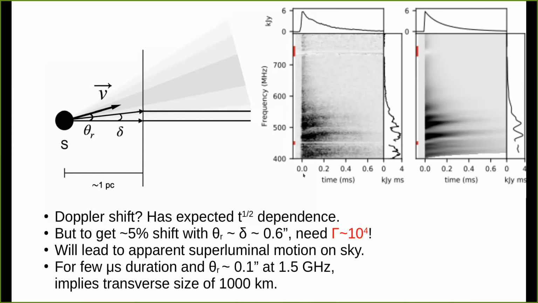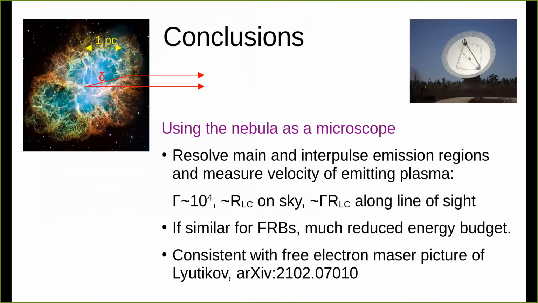And now it is interesting that if it moves so fast, then it will lead to apparent superluminal motion on the sky. If you're looking at it from the side, you think that things come only very quickly after each other, but in reality, a lot of time in the neutron star frame has passed. You can calculate, and then you find that for a few microsecond duration, for the angle that would be relevant at 1.5 gigahertz, where Rebecca's observations were, the transverse size is about 1,000 kilometers, which we could easily resolve. So that gets me to my conclusions.